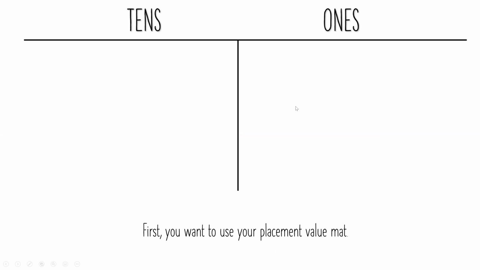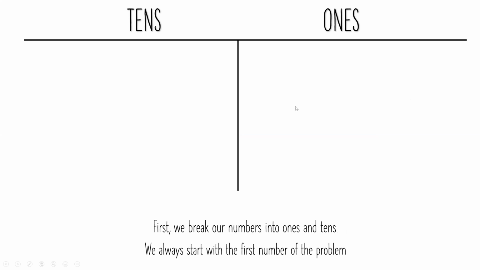Okay, are you ready to begin? So first we break our numbers into ones and tens. We always start with the first number in our problem. We learned this yesterday. So our problem is 45 plus 15. The first number in our problem is 45, and we have 5 ones and 4 tens.